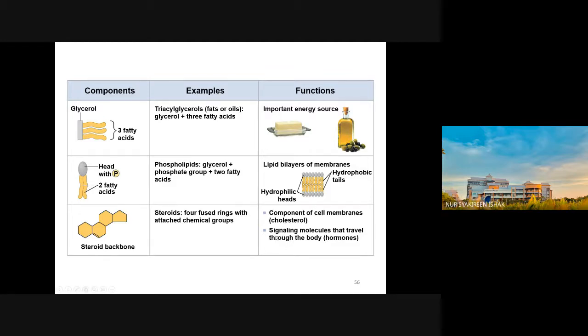And then signaling molecules that travel through the body, which are hormones. As I mentioned before, hormones are divided into two types depending on their component. There are hormones that are made up of protein, and also hormones that are made up of steroids. Hormones that are made up of steroid, for example, are sex hormones: testosterone, estrogen, progesterone. The precursor molecule used to make these sex hormones is cholesterol.